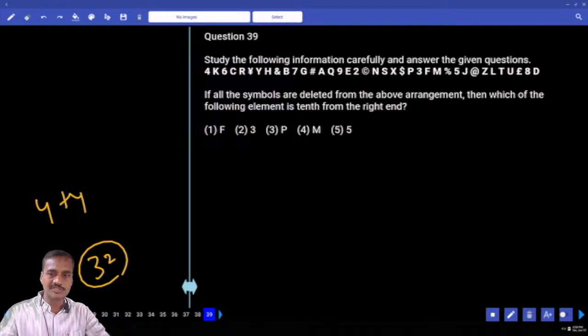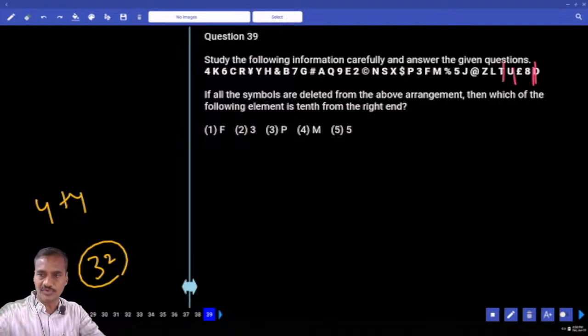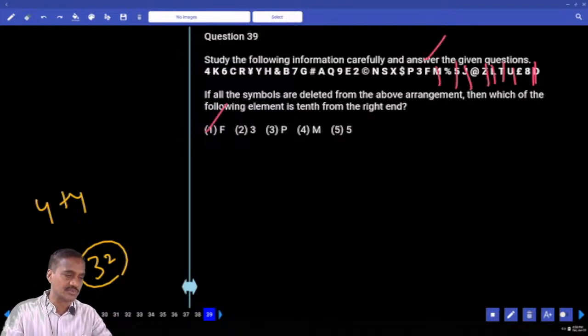39. All the symbols are deleted. And which of the following is 10th from the right? All the symbols are deleted, 10th from the right. And start counting: 1, 2, 3, 4, 5, 6, 7, 8, 9, 10. F is your answer, choice 1, question number 39.